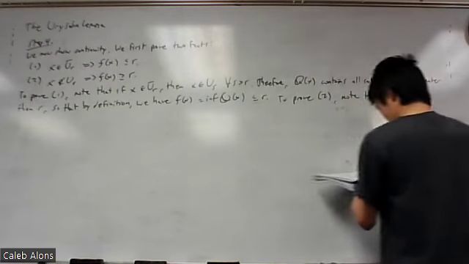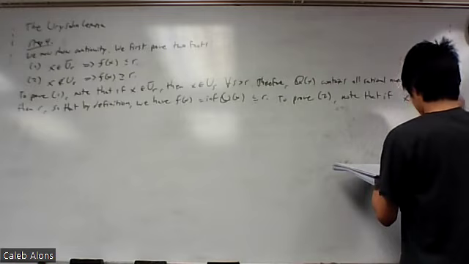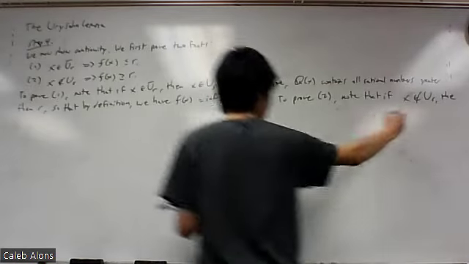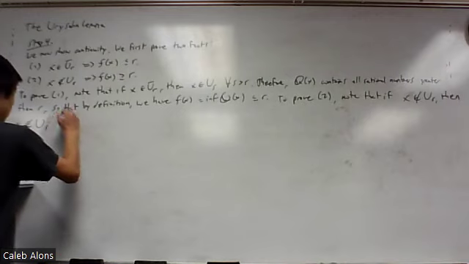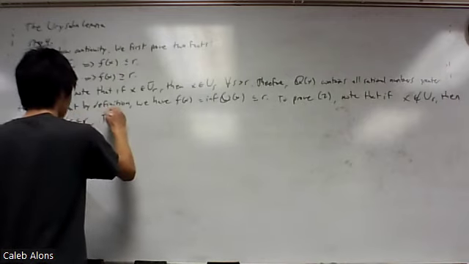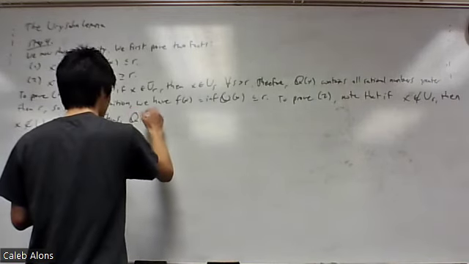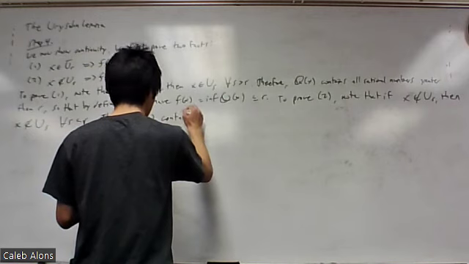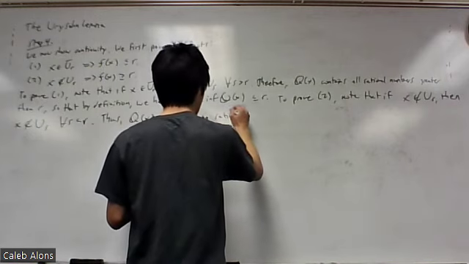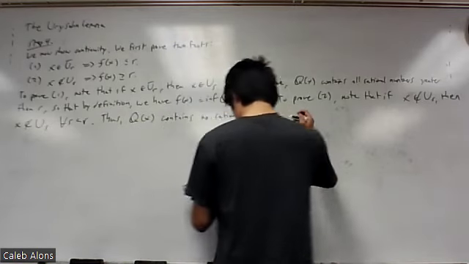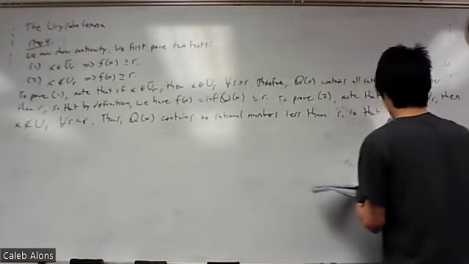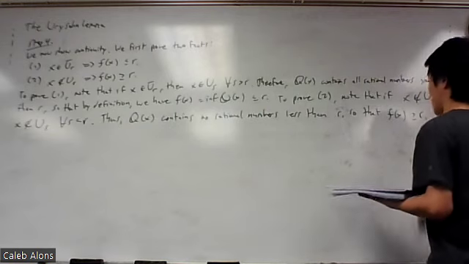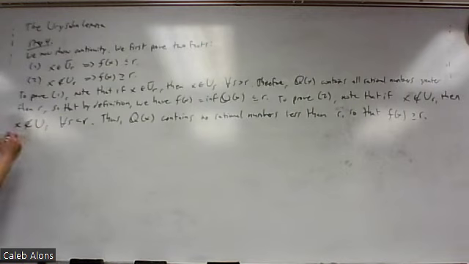Note that if X is not in U sub R, then X is not in U sub S if S ends up being less than R. Therefore, Q contains no rational numbers less than R, so that f of x ends up being greater than or equal to R. So now we can prove continuity.